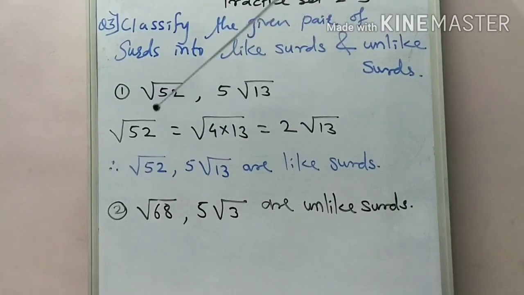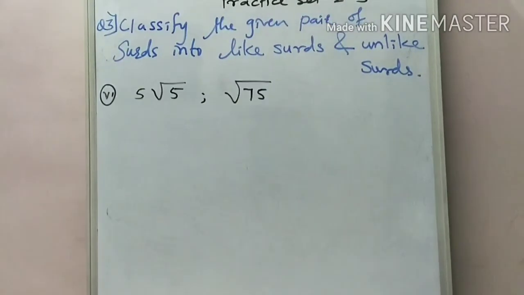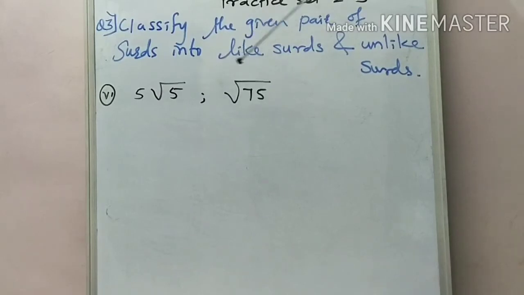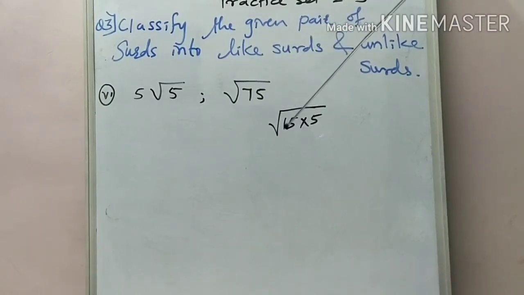Understood this? Okay, now one more: we are taking 5 root 5 and root 75. What we observe here, students, is that from 75 we can take the factor 5 as 15 fives. But we notice that 15 is not a perfect square number, and hence we cannot factorize 75 as 15 fives, because although we get one factor 5 here, that 15 is not a perfect square number.